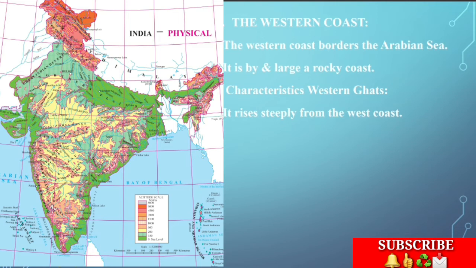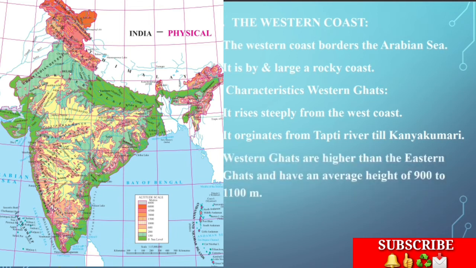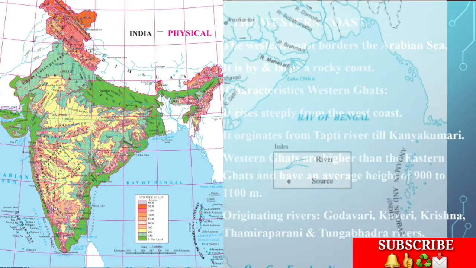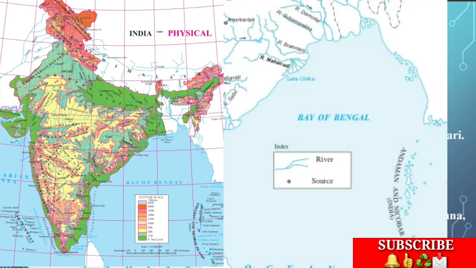See students, it rises steeply from the west coast. It originates from the Tapti river till Kanyakumari. The Western Ghats are higher than the Eastern Ghats and have an average height of 900 to 1100 meters. Now students, the originating rivers from the western coast. The rivers are Godavari, Kaveri, Krishna, Thamiraparni and Tungabhadra rivers.